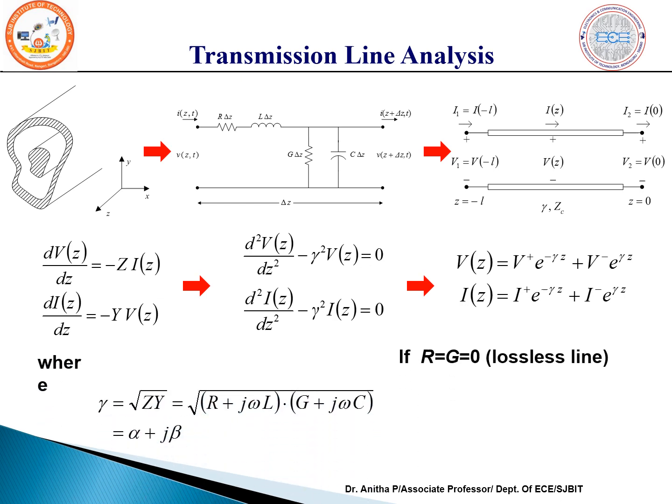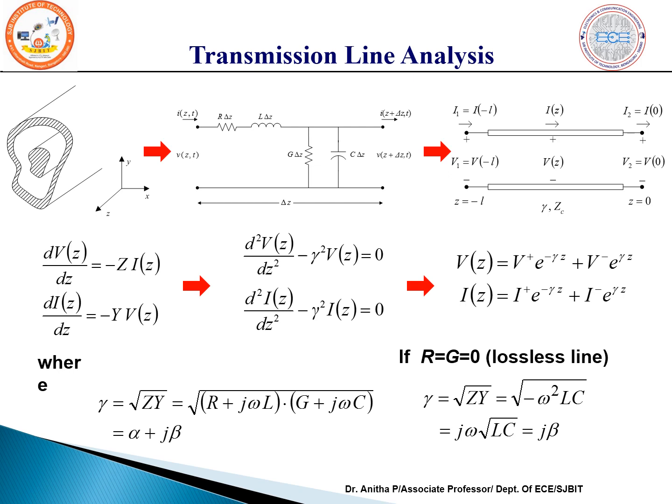And you can observe the new parameter which has come into the picture here is the propagation constant, gamma, which is the square root of Z into Y. So Z is R plus j omega L and Y is G plus j omega C. And as it is a complex quantity, you will have both a real part and an imaginary part. The real part is nothing but attenuation, and the imaginary part represents the phase shift constant.